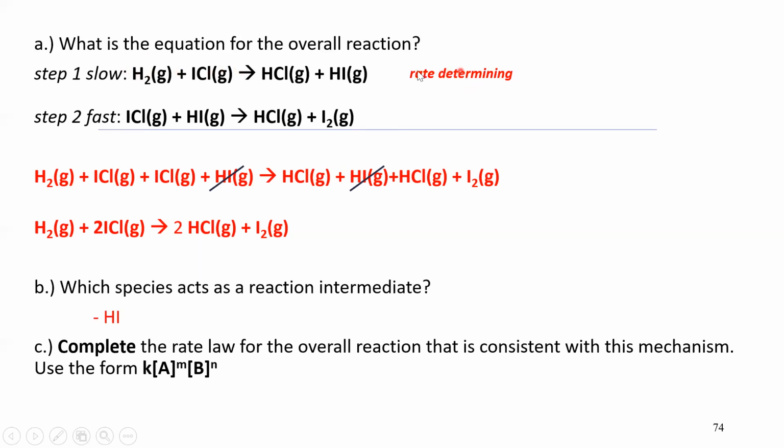Since this is our rate determining step, the slow step, our rate expression, our rate law will be k times the concentration of ICl times the concentration of hydrogen. Doesn't matter that the order here is backwards from the order here. It doesn't matter what order we put them in. But we've got a 1 here, which means the reaction is first order with respect to hydrogen. And we have a 1 here, which means it's first order with respect to ICl. It's a second order overall reaction. But this rate law doesn't match up with the overall reaction because the reaction takes place in multiple steps.